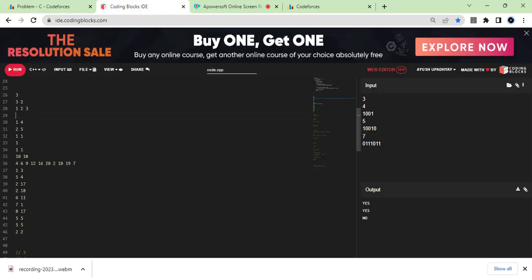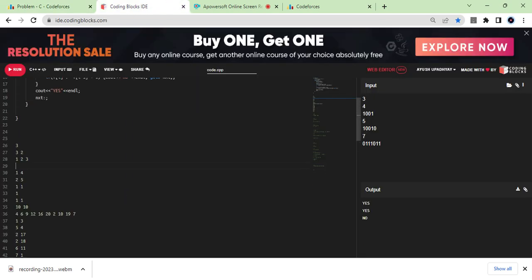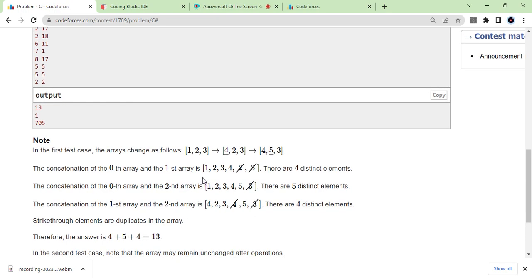So now let's see from the example. You have an array of size 3. Then you have these two queries. Let's see what will happen. You have 1 2 3. It will change to 4 2 3. Then it will change to 4 5 3. Now you concatenate them. It's already shown, so you can just see over here.